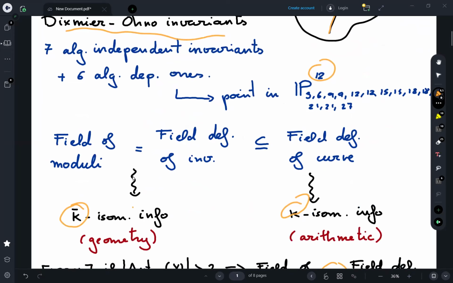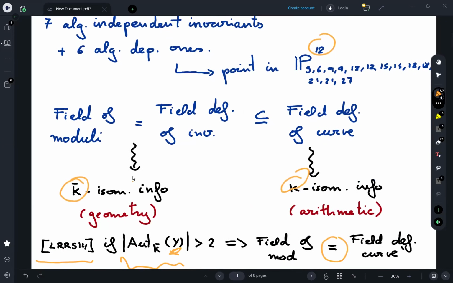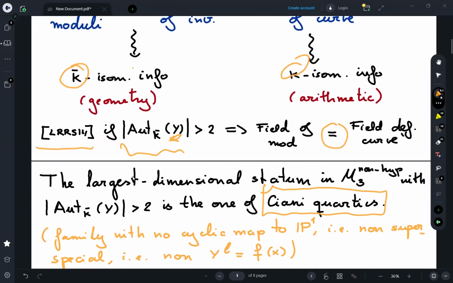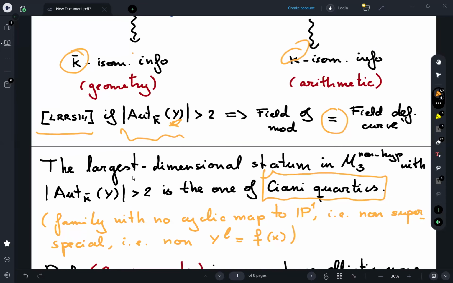And also the natural generalization of those, the ones called super special curves, are given by an equation like this, y to the L equals f of x. Being able to write a curve in this way is equivalent, at least over an algebraically closed field, to having a cyclic map from your curve to P1. So for Ciani quartics, this is not the case.